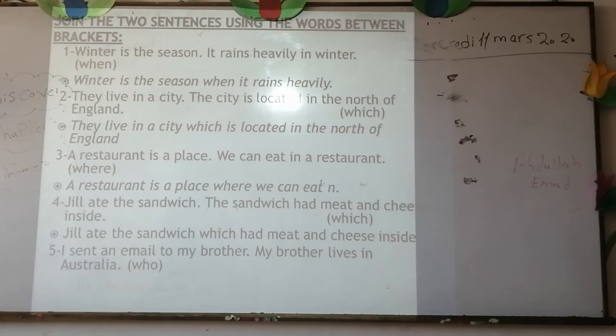I sent an email to my brother. My brother lives in Australia. Okay, we want to join the two sentences using who. Okay, so we're going to cross the word from the second sentence. We're going to cross the repeated word, my brother. So I sent an email to my brother who lives in Australia.